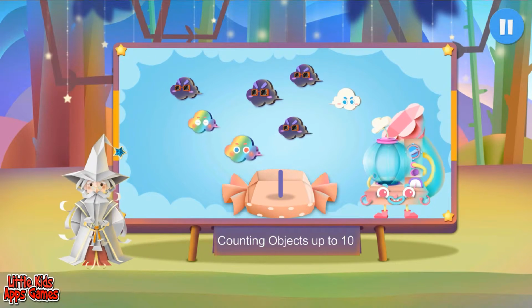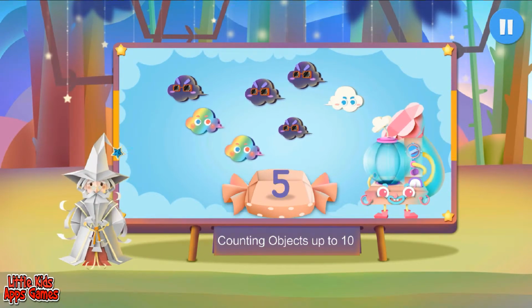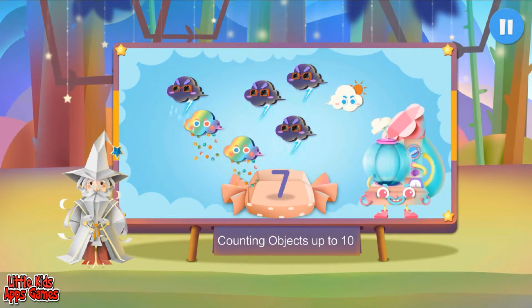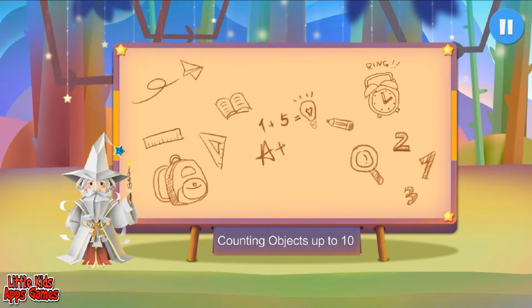One, 2, 3, 4, 5, 6, 7. So there are 7 clouds. Great! Now we know about counting objects. Do you think you've got it?